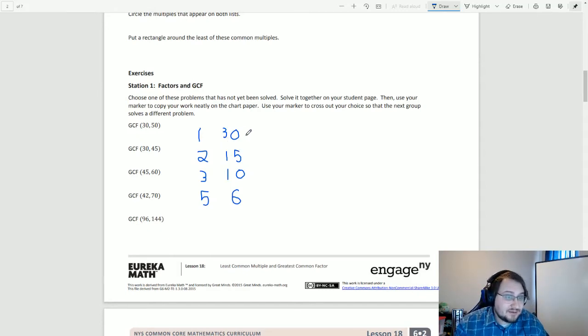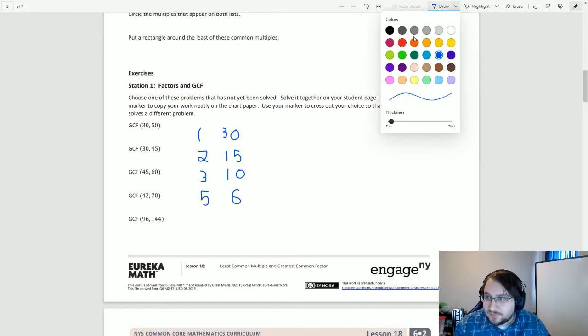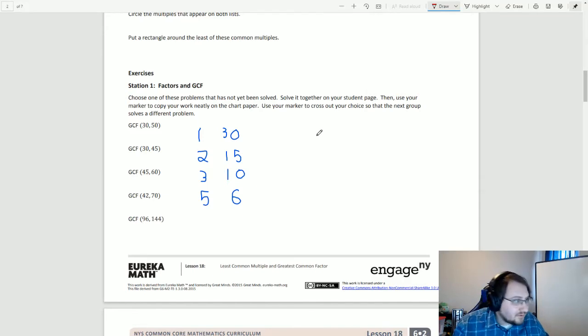Let's check with 50. I'm going to do my factors of 50. I'm going to do those in red. Once again, same as before, always start out with 1 and your number. So 1 and 50. Those are factors.